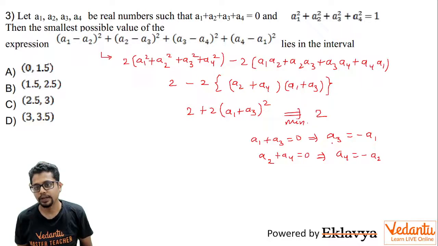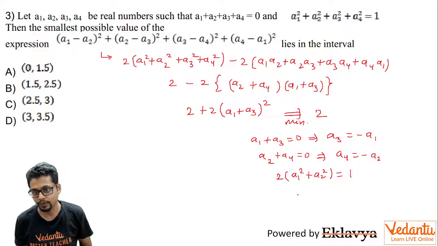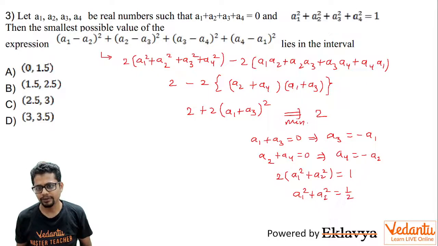Now if you put a3 to be minus a1 and a4 to be minus a2 in this sum of squares being 1 equation, you essentially get 2 times (a1 square plus a2 square) equal to 1, or that means a1 square plus a2 square is equal to half. So there are infinitely many such possibilities for which you can have a1 square plus a2 square being half, and the moment a1 and a2 are fixed, a3 and a4 automatically get fixed because a3 equal to minus a1, a4 equal to minus a2.